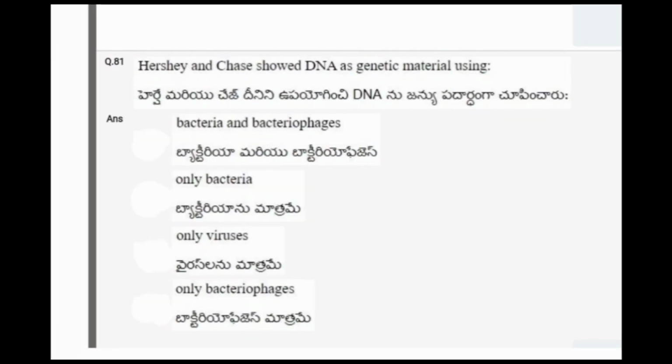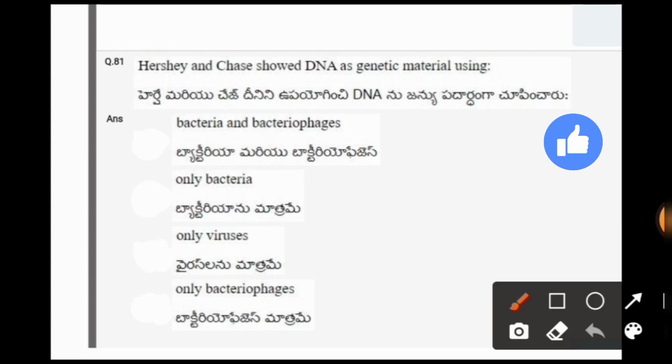Next question. Hershey and Chase showed DNA as genetic material using. The options are bacteria and bacteriophages, only bacteria, only viruses, only bacteriophages. The correct option is the first one, that is bacteria and bacteriophages.